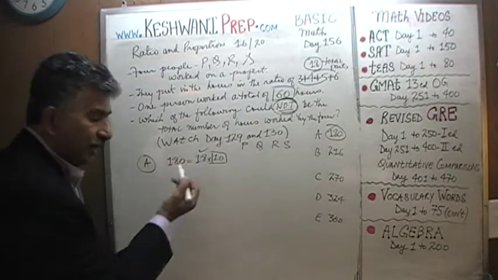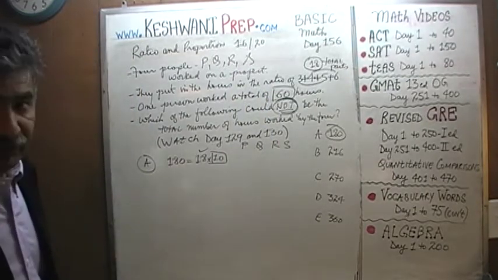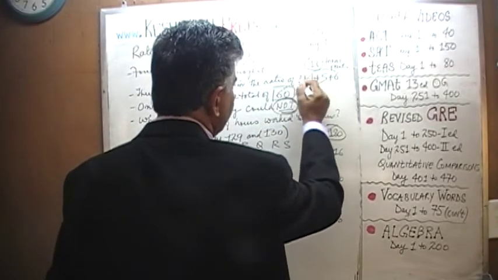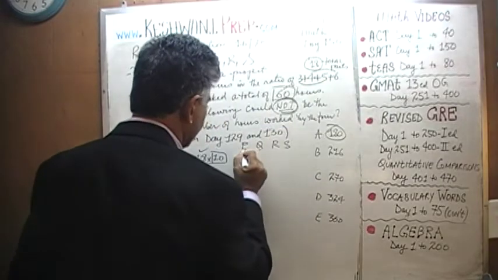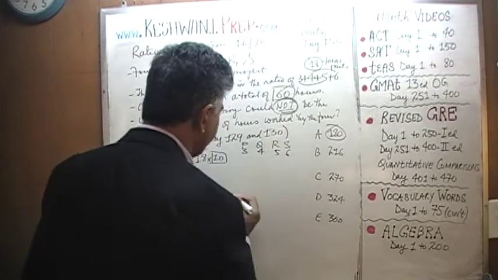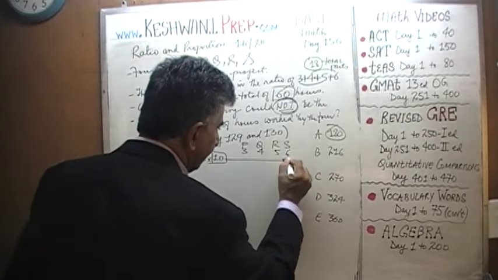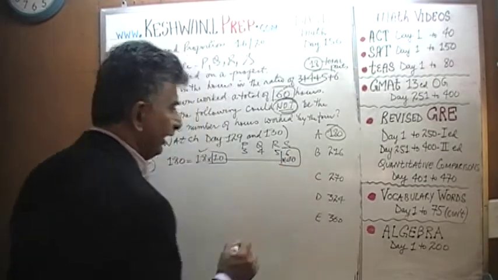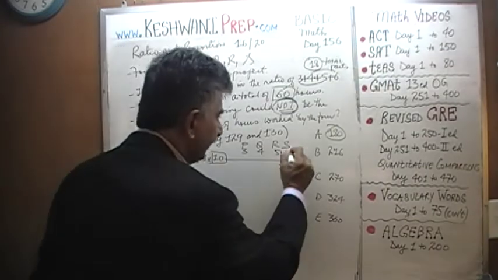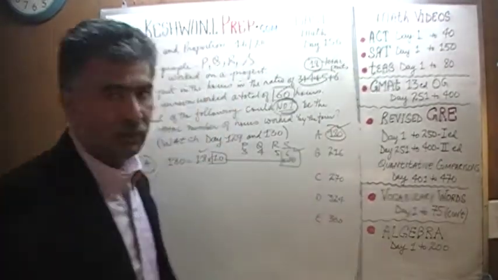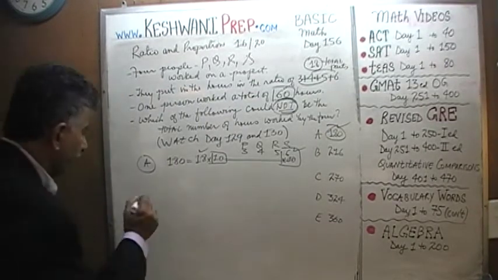So if each part is worth 10 hours, one person has worked 60 hours, we are told. And since they are in the ratio of 3 to 4 to 5 to 6, and each part is worth 10 hours, that tells us that it is person S that worked 60 hours. So that is possible. It is possible for them to have worked 180 hours. That is quite possible. Let's move on.